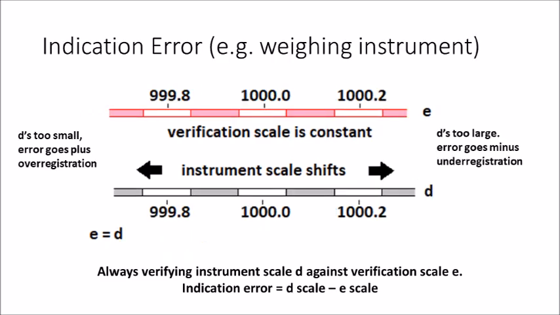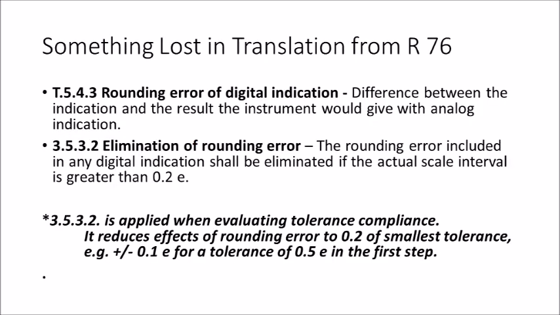When we switch over now to indication error, as in the case of a weighing instrument, again the verification scale is constant and true. The instrument scale shifts. When the divisions are too small, the error goes plus. This is over registration. When the divisions are too large, the error goes minus. This is under registration. And the error of indication is the D scale reading minus the E scale reading. But there's another piece of the puzzle. And there's the piece that deals with digital rounding.